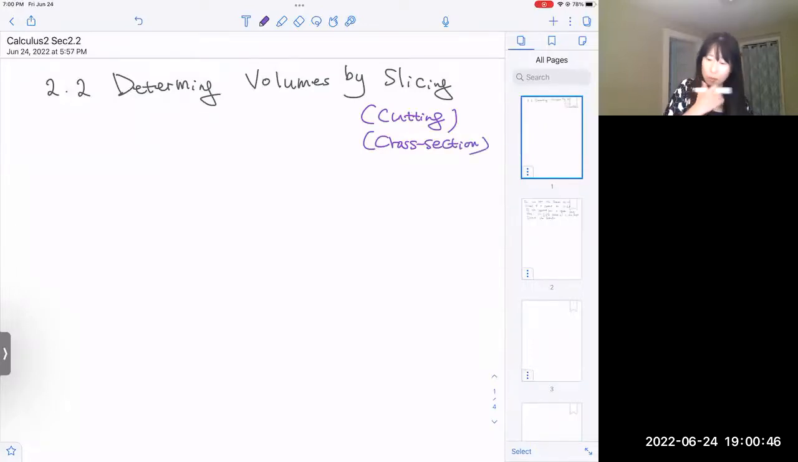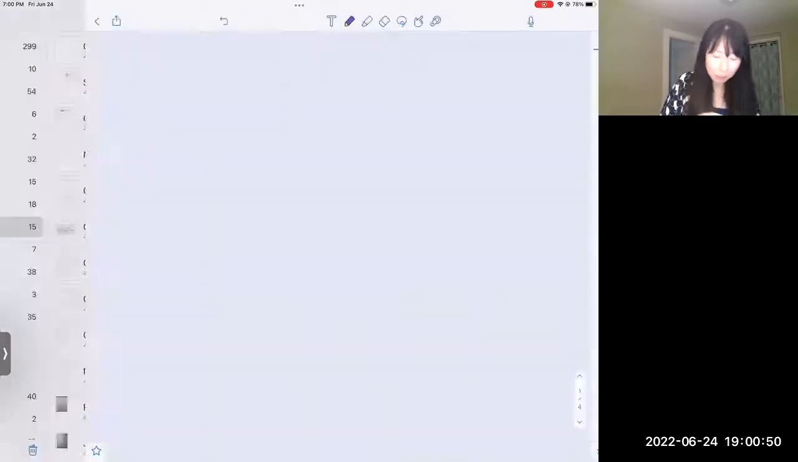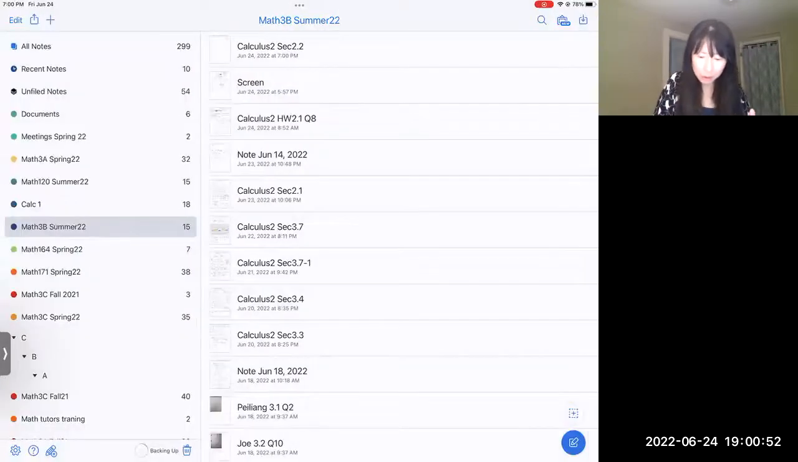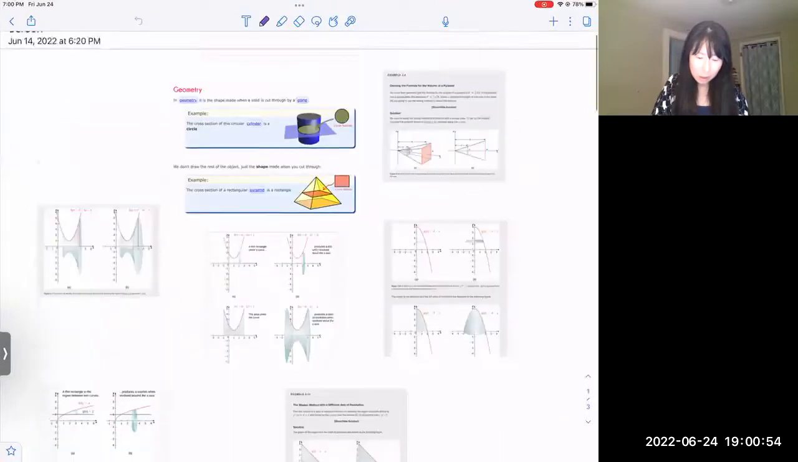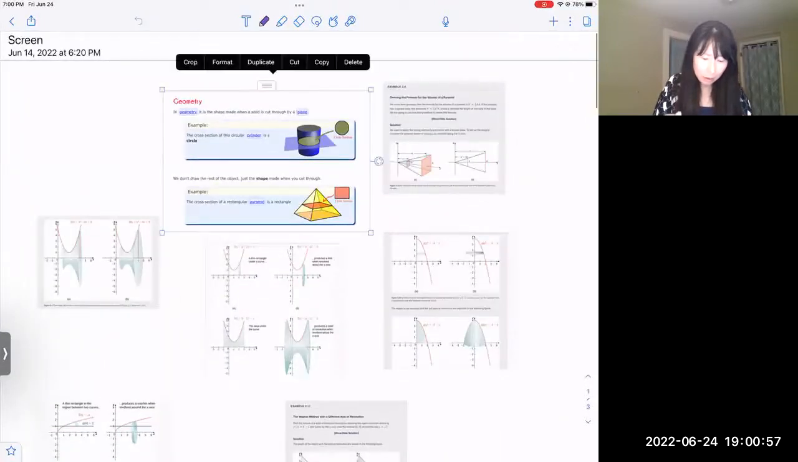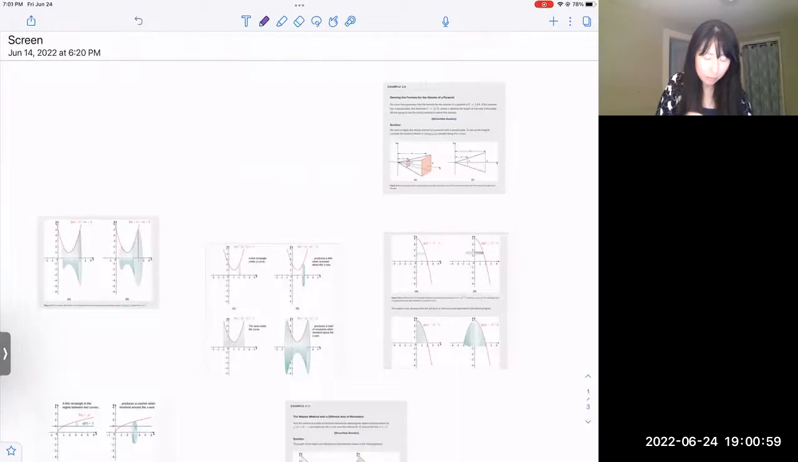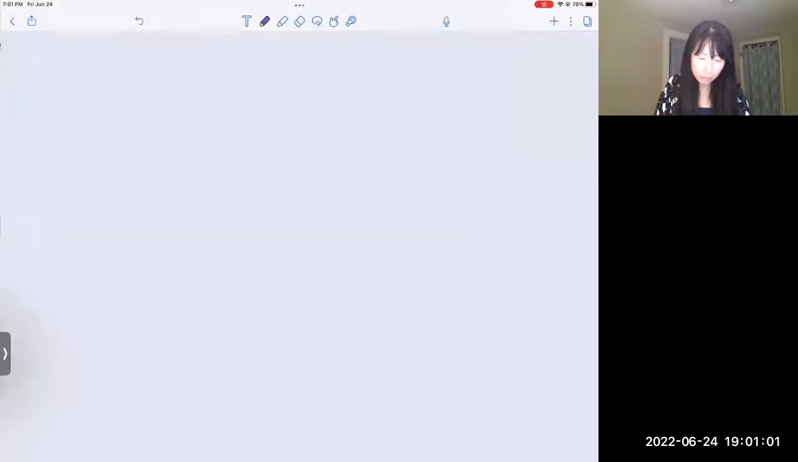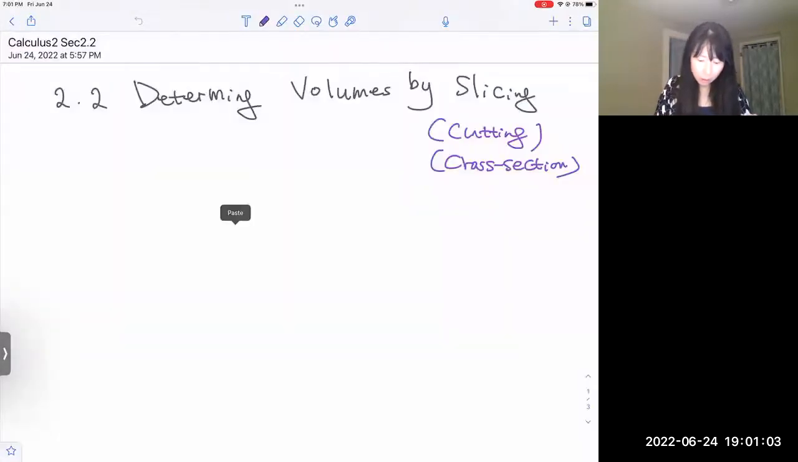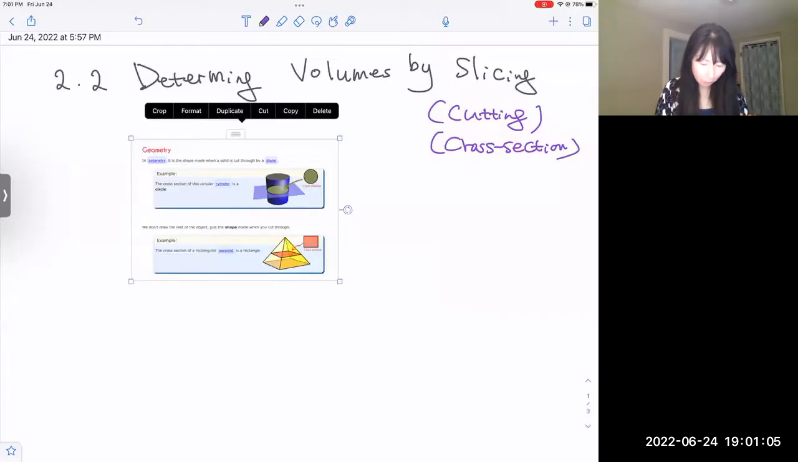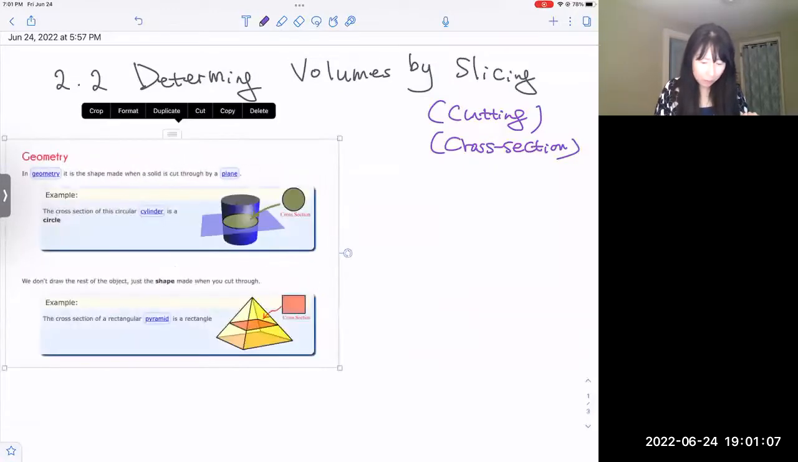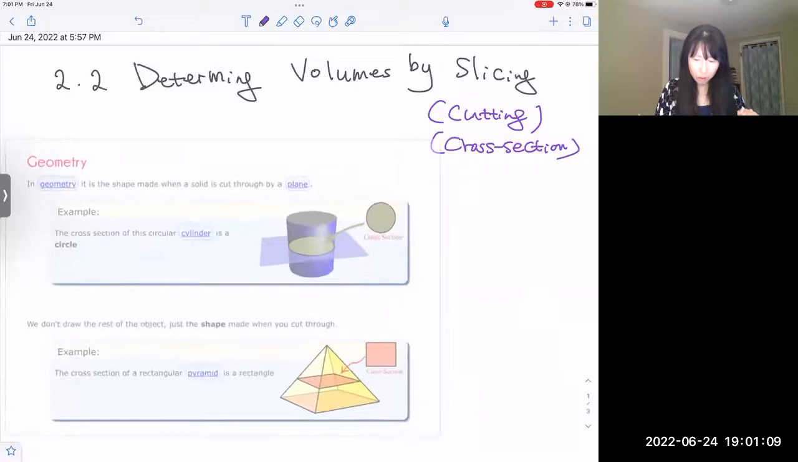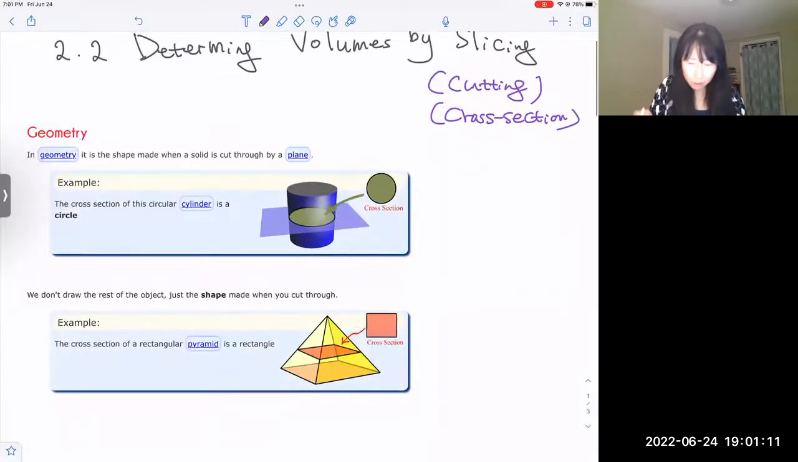So we talk about this one, or maybe we talk right now. I want to bring the screenshot here. So this one. All right, so cross section. If we have a cylinder and we cross section it, then it doesn't look good. Hold on one second.